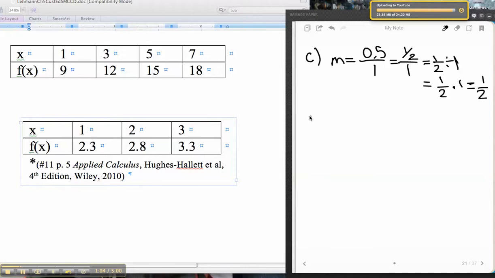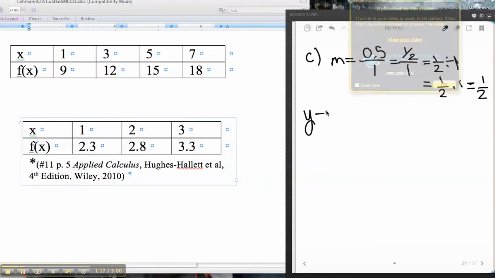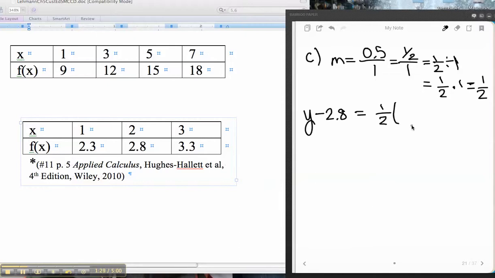just in case. All right, now once we have the slope, we'll go ahead and plug into point slope form. So we have y minus whatever our one y value is, and we'll just choose one. Well, let's go ahead and choose 2.8, okay? So 2.8, and then that's equal to 1/2, and then times our x value, our independent, which is x this time, minus, and then I used 2.8, so I'm going to be using 2 here.